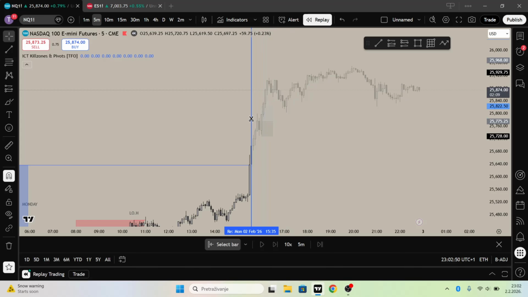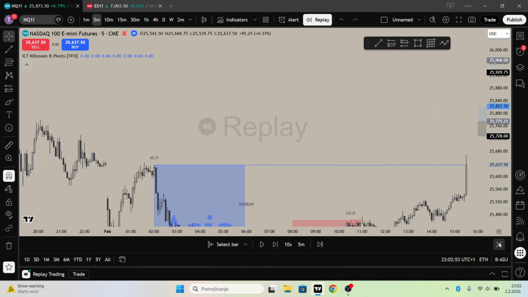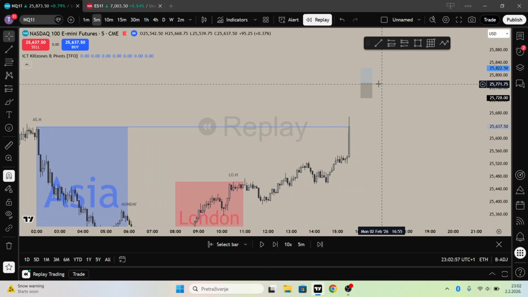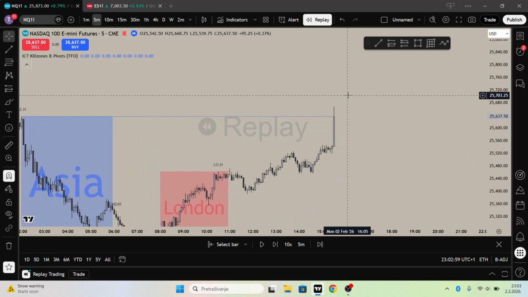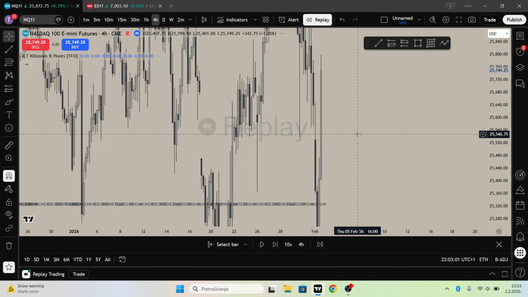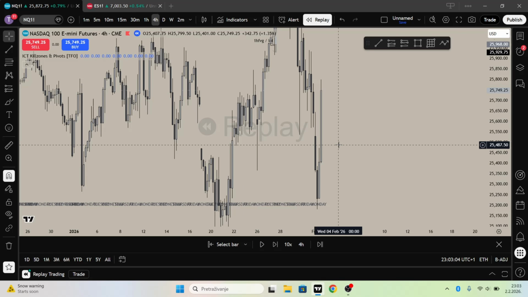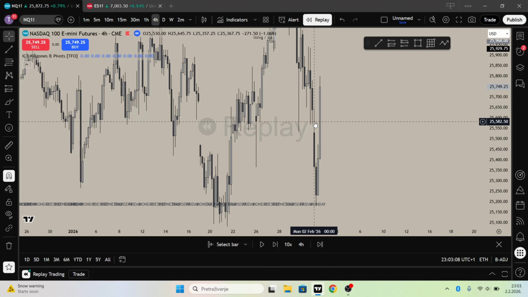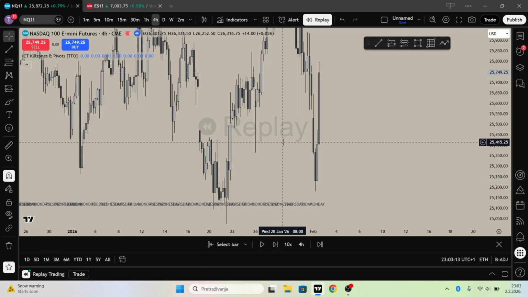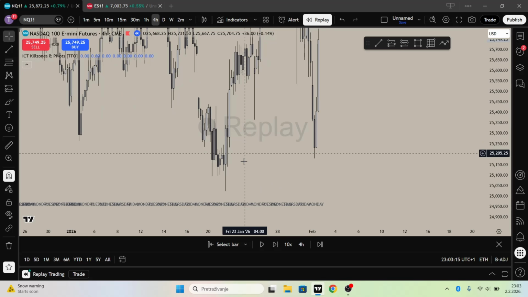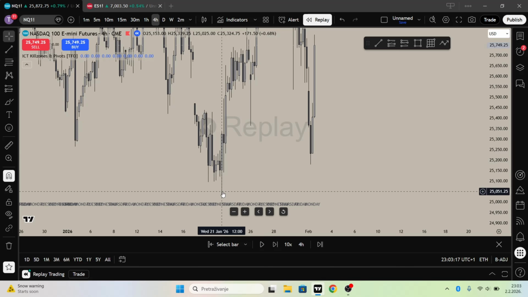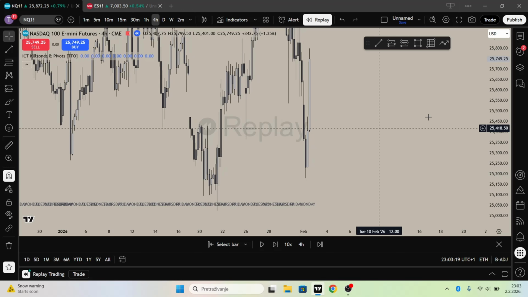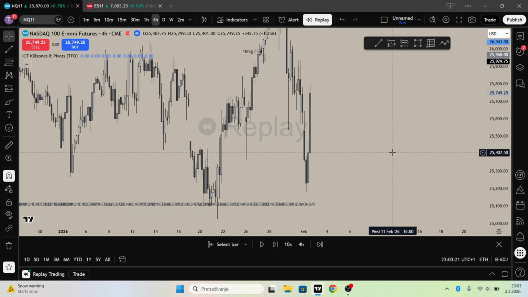So right when the market opened, as you can see right here, we are pushing to the upside, and when we go on a 4-hour, we can see that we filled this gap and we took every liquidity that was down here except this particular low. So what does it mean? That means we can continue to go up.